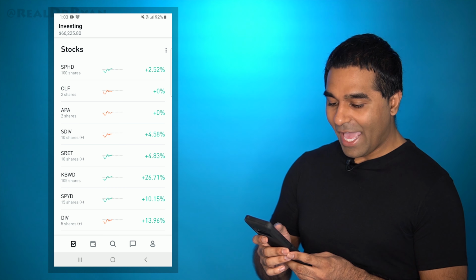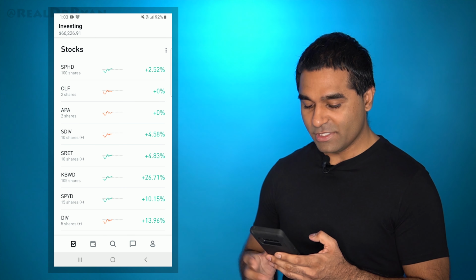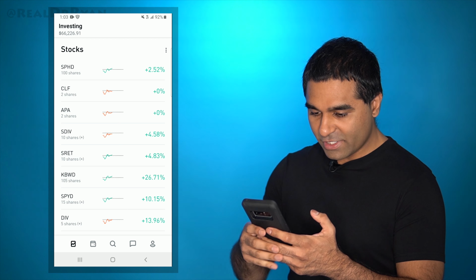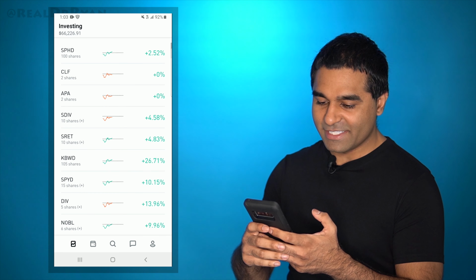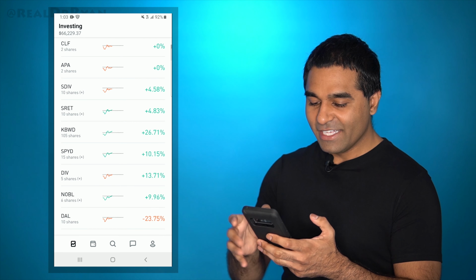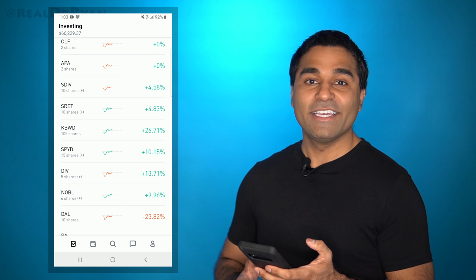And it'll show you how many shares of each stock that you own. So as you can see, I own 100 shares of SPHD, 2 shares of CLF, 2 shares of APA, 10 shares of SDIV, so on and so forth. If you look through this list, you'll notice that each company is represented by a few letters. These few letters are known as stock tickers. Sometimes the ticker symbol closely resembles the name of the company, and sometimes it doesn't. Oftentimes, a stock will be referenced by its ticker symbol, and sometimes it'll be referenced by the company name.